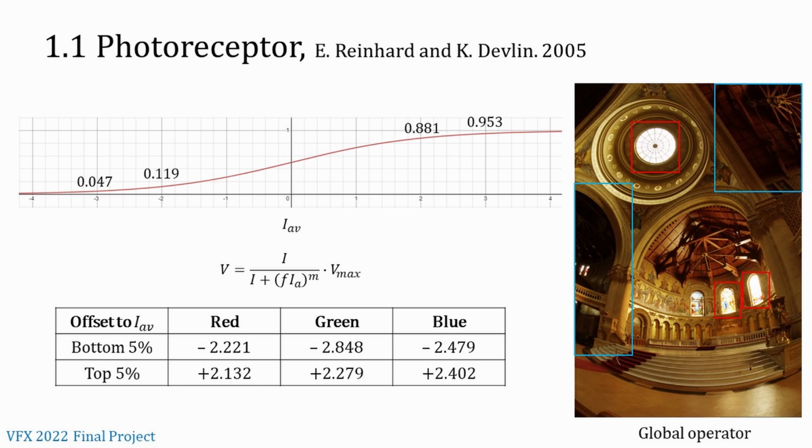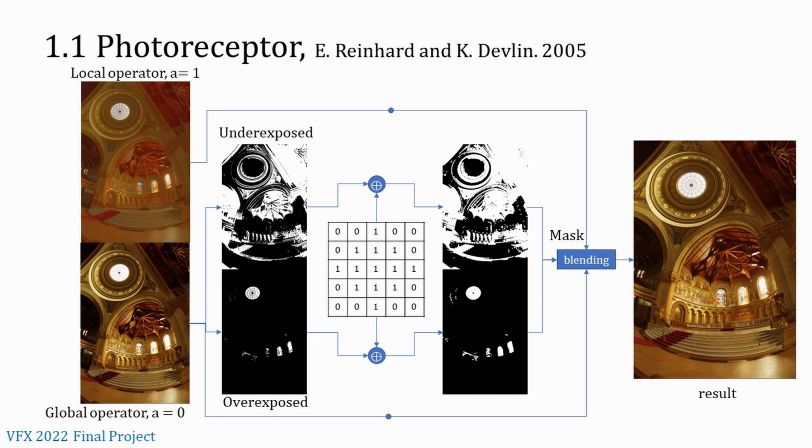We modify the algorithm so as to recover the details in extreme parts. First, we generate a global operator image and a local operator image. Second, we threshold the overexposed and underexposed area to be the pixels intensity that is more than 3 log unit to average intensity. Third, we use a 5x5 circular kernel to dilate extreme area. Finally, using the extreme area as a mask, we blend the global operator with local operator.